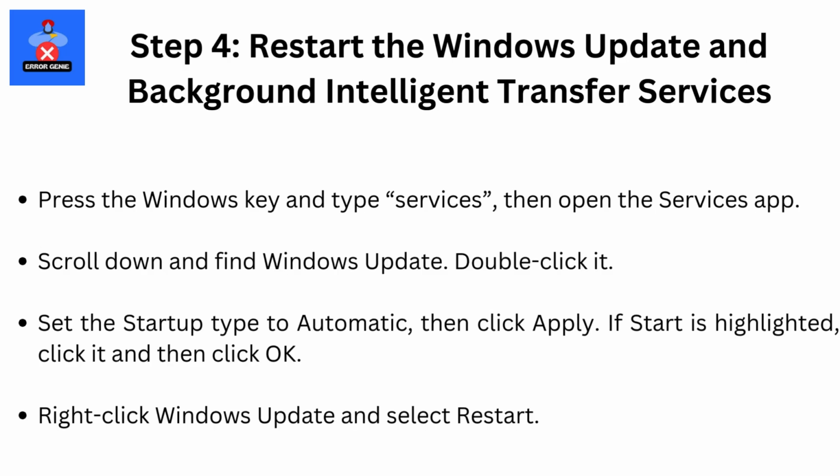Step 4. Restart the Windows Update and Background Intelligent Transfer Services. Press the Windows key and type Services, then open the Services app. Scroll down and find Windows Update. Double-click it. Set the startup type to Automatic, then click Apply. If Start is highlighted, click it and then click OK. Right-click Windows Update and select Restart.